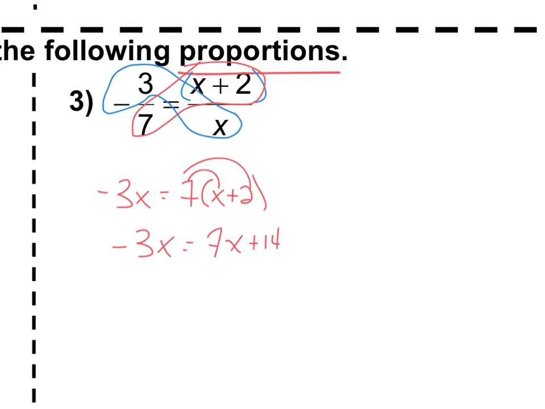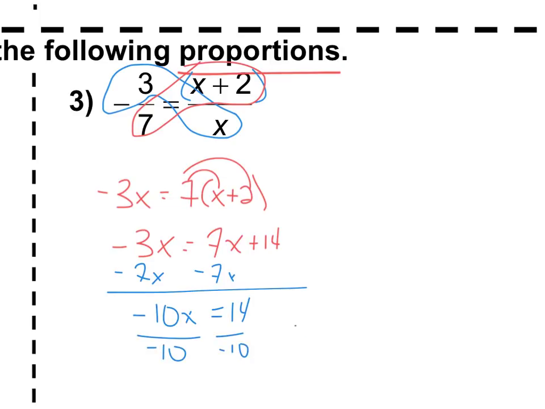And now we can get our x's together and we can solve. Now, just to reduce a step, I'm just going to subtract the 7x from both sides. You could move the 3x if you wanted to. It's really up to you. That gives me -10x equals 14. I can divide both sides by -10, and I get that x should equal -1.4. So not too tough, guys. Just be careful with your multiplication. So let's look at a couple more.